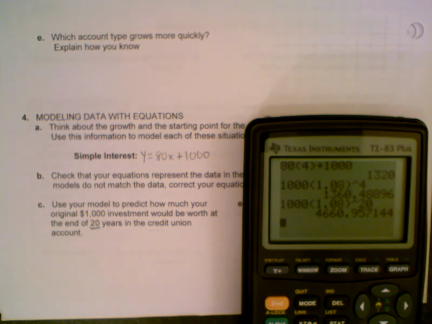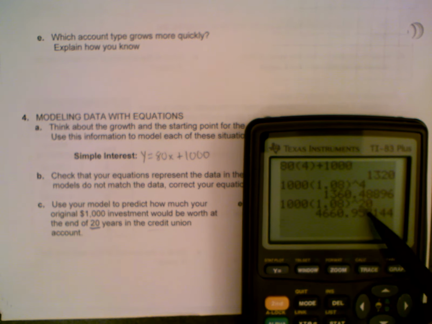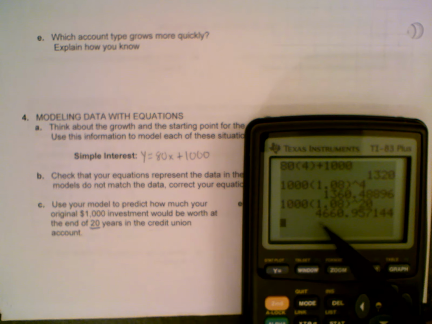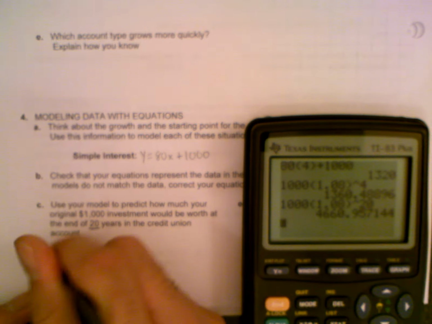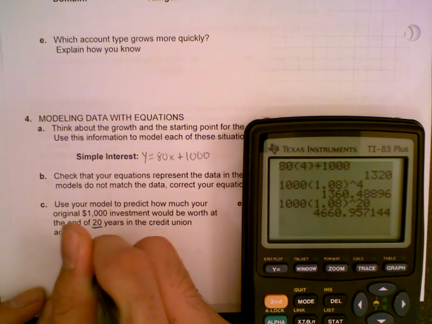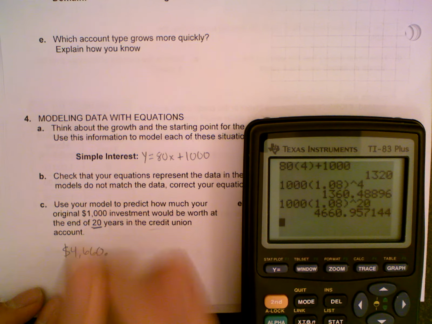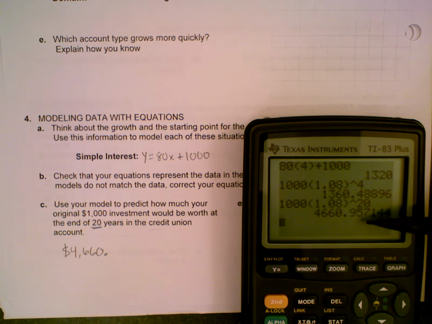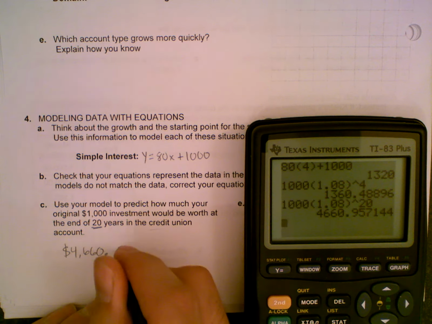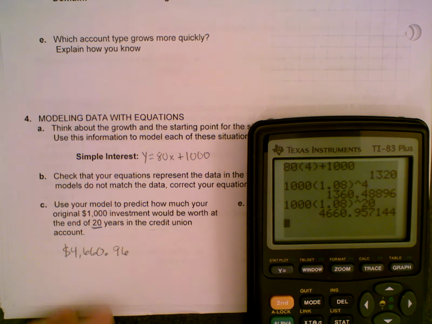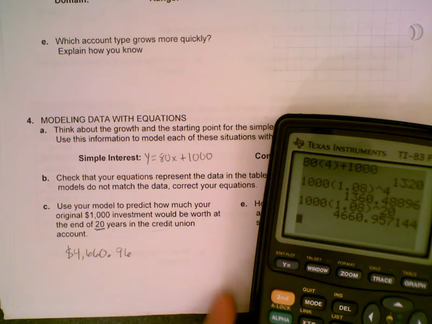So therefore, that $1,000 after 20 years becomes $4,660. And it is money, so I'm going to round to 2 decimal places, so 95 cents. And then I look at that 7, the 7's going to round it up to 96 cents. So my investment is worth $4,660.96.